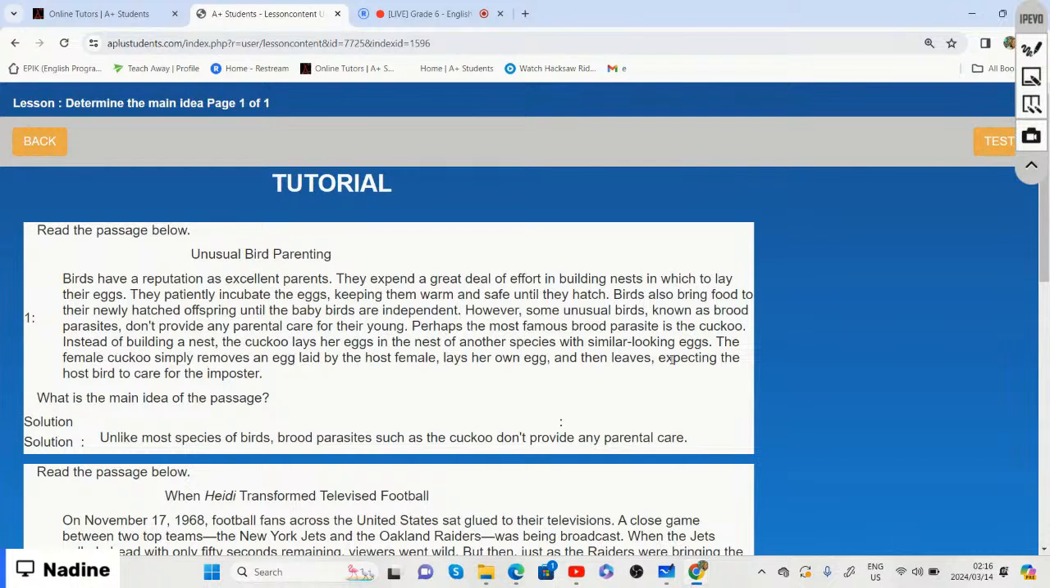Perhaps the most famous brood parasite is the cuckoo. Instead of building a nest, the cuckoo lays her eggs in the nest of another species with similar looking eggs. The female cuckoo simply removes an egg laid by the host female, lays her own egg, and then leaves, expecting the host bird to care for the imposter. Right? That is unusual bird parenting. So we need to, for example, say what the main idea of this passage is.